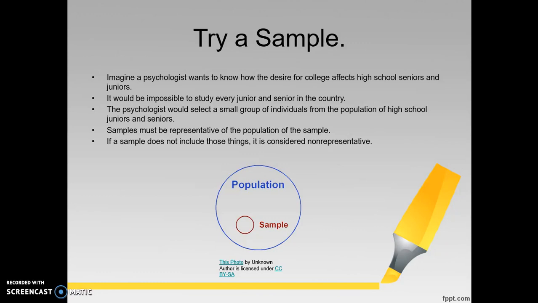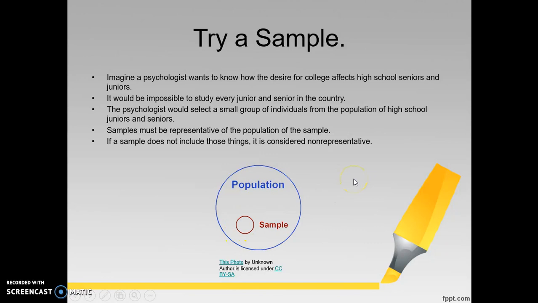So what the psychologist will do is select a small group of individuals from the population of high school juniors and seniors, and that's what I have here. So let's say our blue circle here is the population of high school juniors and seniors. What the psychologist would do is not interview everyone in that population, but take a small sample in the red circle here and interview them.